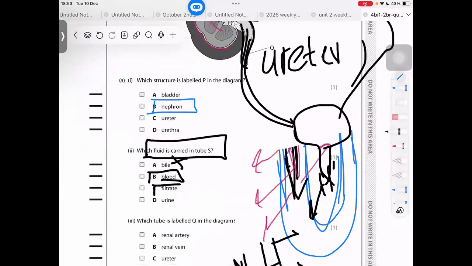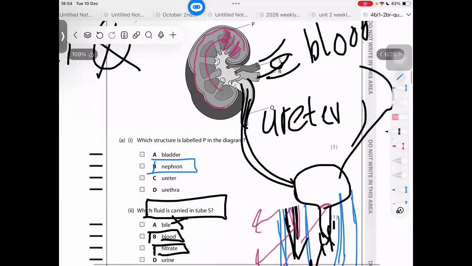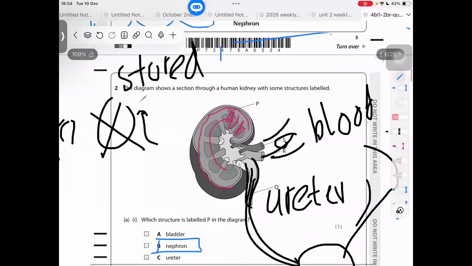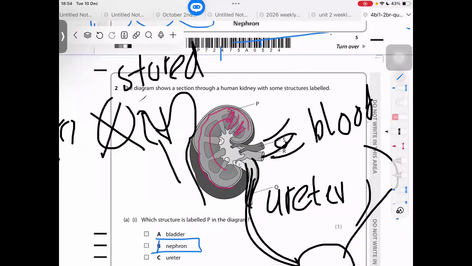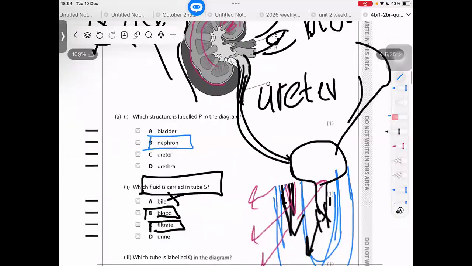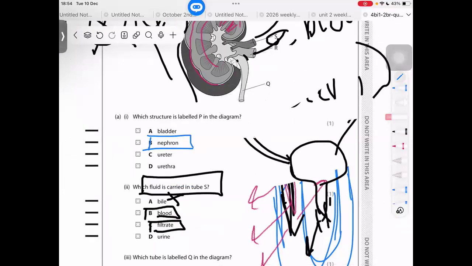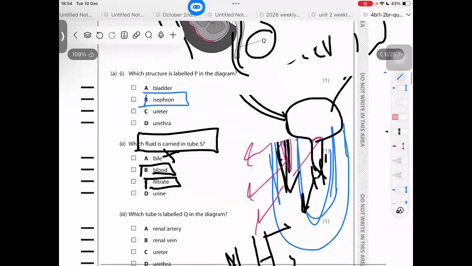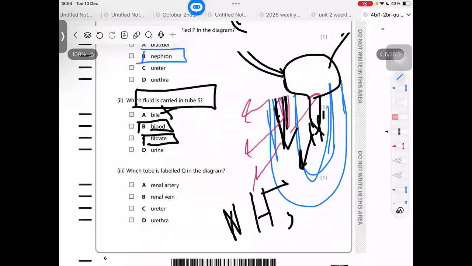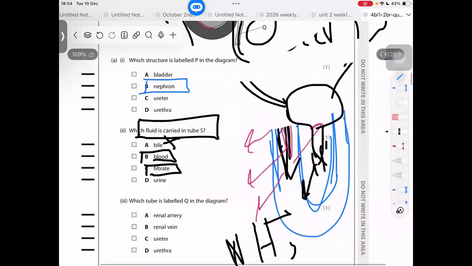And you can see filtrate. The filtrate means, after the ultrafiltration, what is being filtered, you call it the filtrate, right? So the S and R don't carry the filtrate. And urine is carried by the Q, which is our ureter. Therefore, the correct answer will be blood. Third one, they are asking, which tube is labeled Q in the diagram?